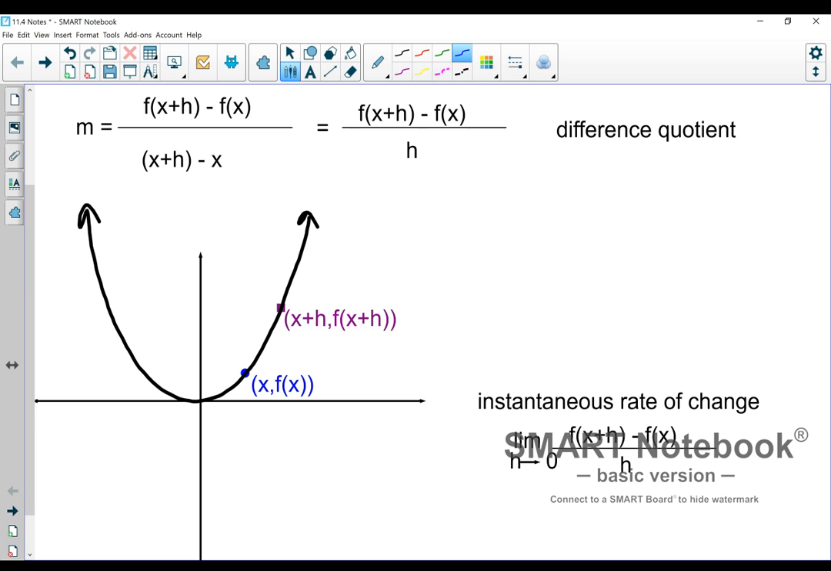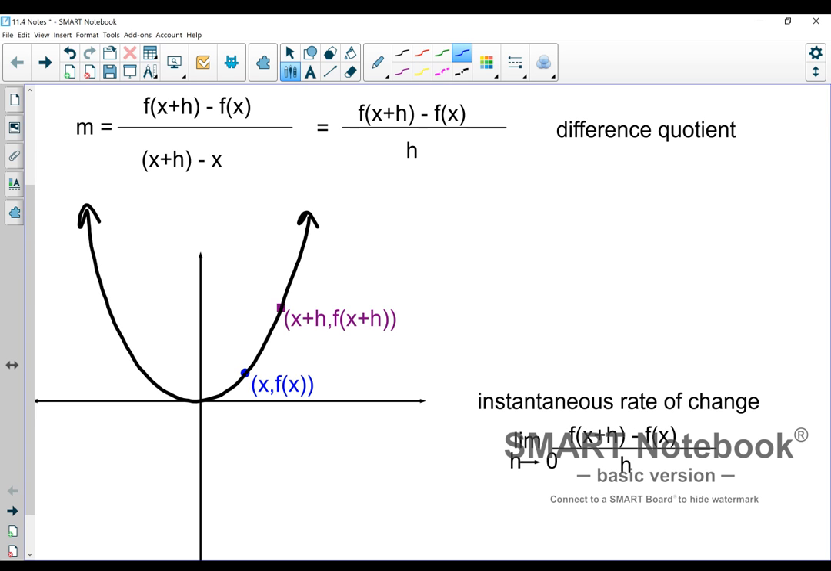So I have 2 points here on my curve. One of them is x comma f of x, and the other one, instead of my x, I've taken and added h there. So instead of just x, it's x plus h. And then instead of f of x, which would be like my y value, I have f of x plus h. So I'm going to look at finding my slope formula between these two.